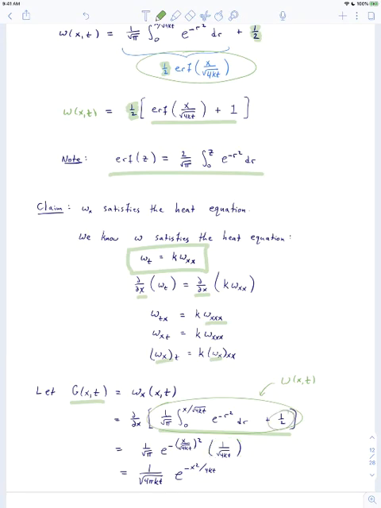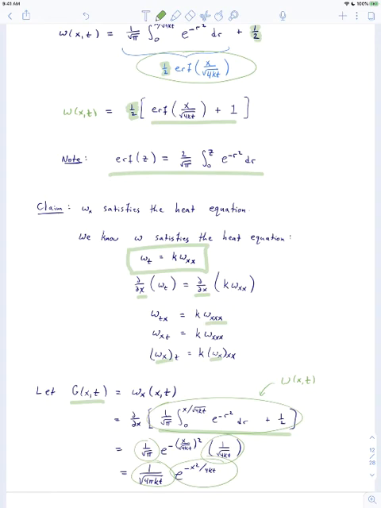This is a constant, so when you differentiate that 1/2, it goes away. So in other words, if you simplify this, here we have 1 over the square root of pi times 1 over the square root of 4kt, you just end up with 1 over the square root of 4 pi kt times this expression here.